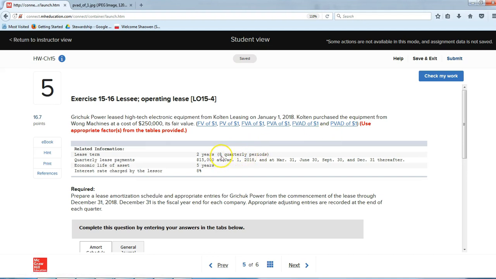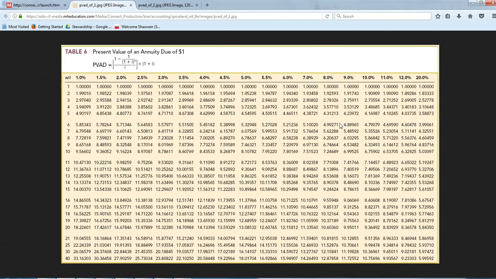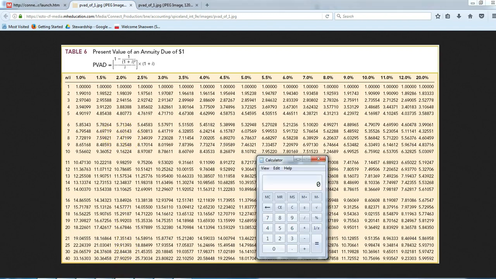Totally, we have 8 payment periods. The interest rate shouldn't be 8% because 8% represents 12 months. I only need the quarterly rate, so 1/4 of 8% is 2%. Open up the present value annuity due table, 2%, 8 periods. The discounting factor is 7.47, and multiply by the $15,000 rental payment every period. So this contract is worth $112,080 to the lessee.